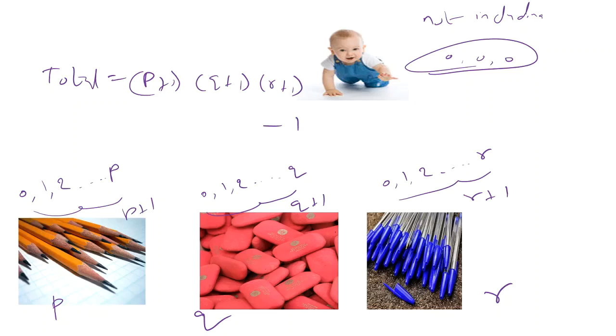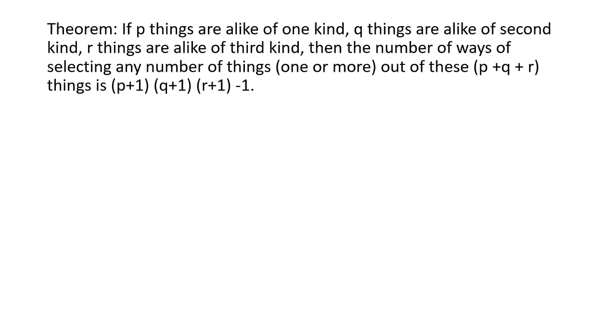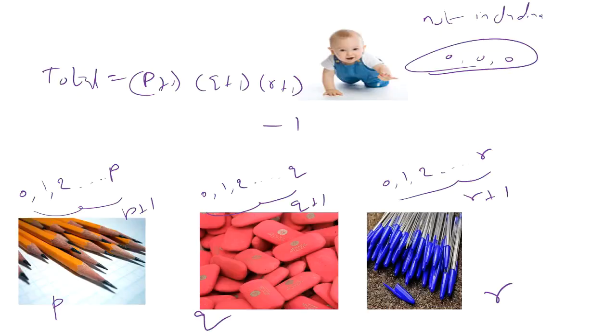Let me look into the statement of the theorem one more time. We have p things which are alike and q things which are alike and r things which are alike. Then the number of ways of selecting one or more objects is going to be (p plus 1) times (q plus 1) times (r plus 1) minus 1.